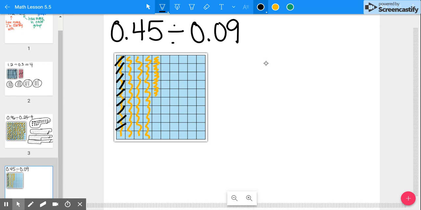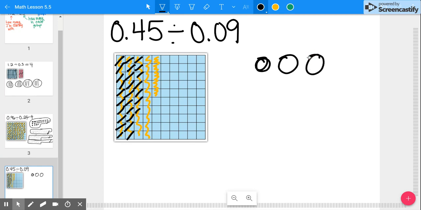Now, I'm just going to put a circle because that circle is representing to me one group instead of drawing 9 dots inside of it again. So now I'm going to count 9 hundredths again, and I'm going to draw another circle to represent another group I've created. I'm going to do it again, counting to 9 hundredths, and draw another circle to represent a group I've created that has 9 hundredths in it.